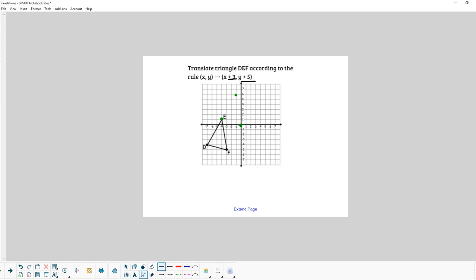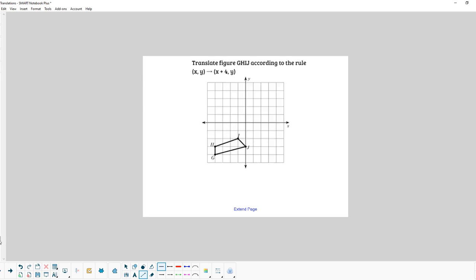Okay, so we're going to grab another line tool and connect those together. Our new translated image is going to look like this. So we went over 3, up 5, and made our new image. So there we go. Okay, let's keep it going here.